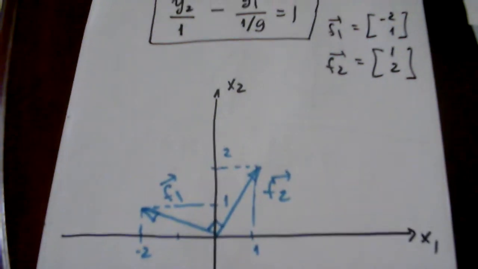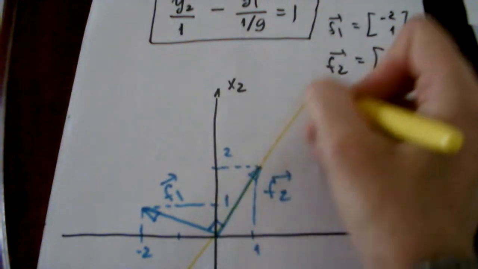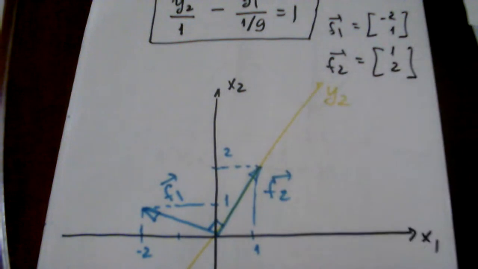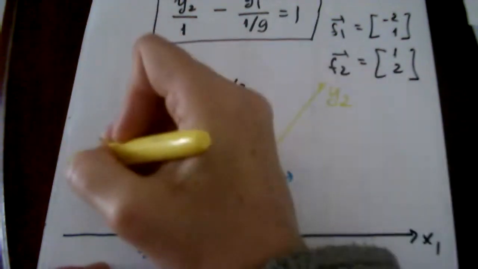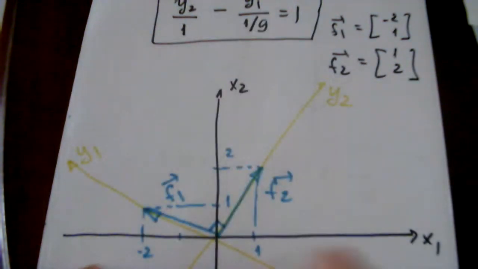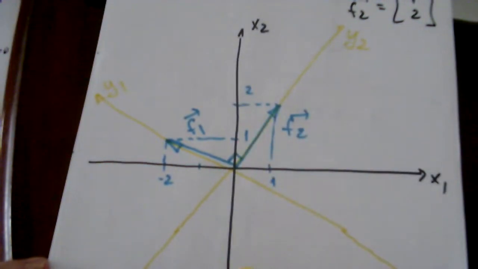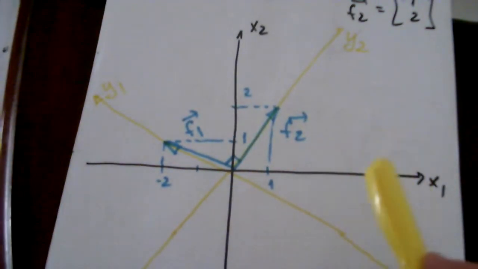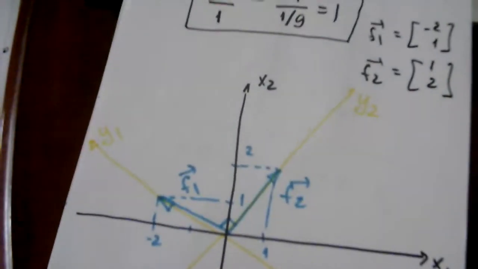Okay, the next step will be to extend these vectors, because this vector determines y2, and this vector determines the direction of y1. So this yellow one is our new coordinate system. When we start drawing our hyperbola, we need to look only at these yellow axes and completely ignore these black ones. They are only confusing us, but what can you do? You need to represent them both.